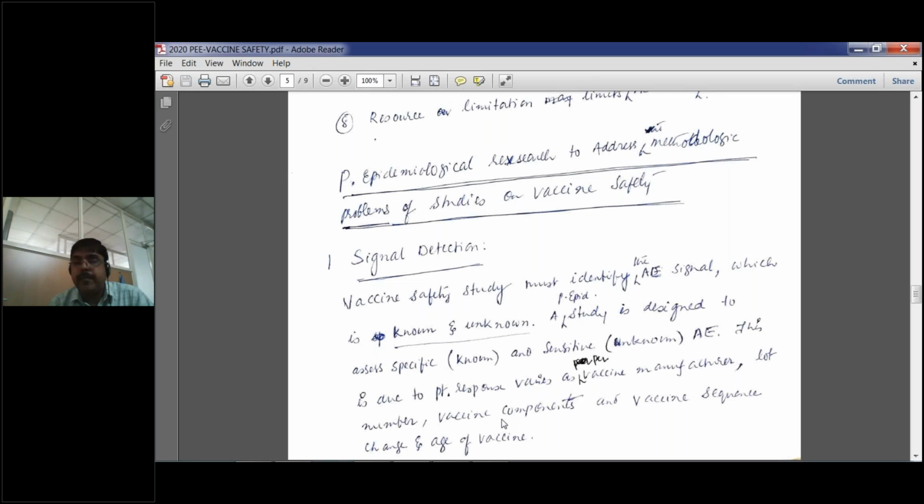But the pharmacoepidemiology study uses exact questionnaires in order to get information about the one which is specific, closely related to the vaccine, and the one which is unknown, which we call sensitive. This word sensitive is used because of the hyper response of the patient, right? So that is how the pharmacoepidemiological concept is used to find out the known and unknown adverse events associated with vaccine safety.